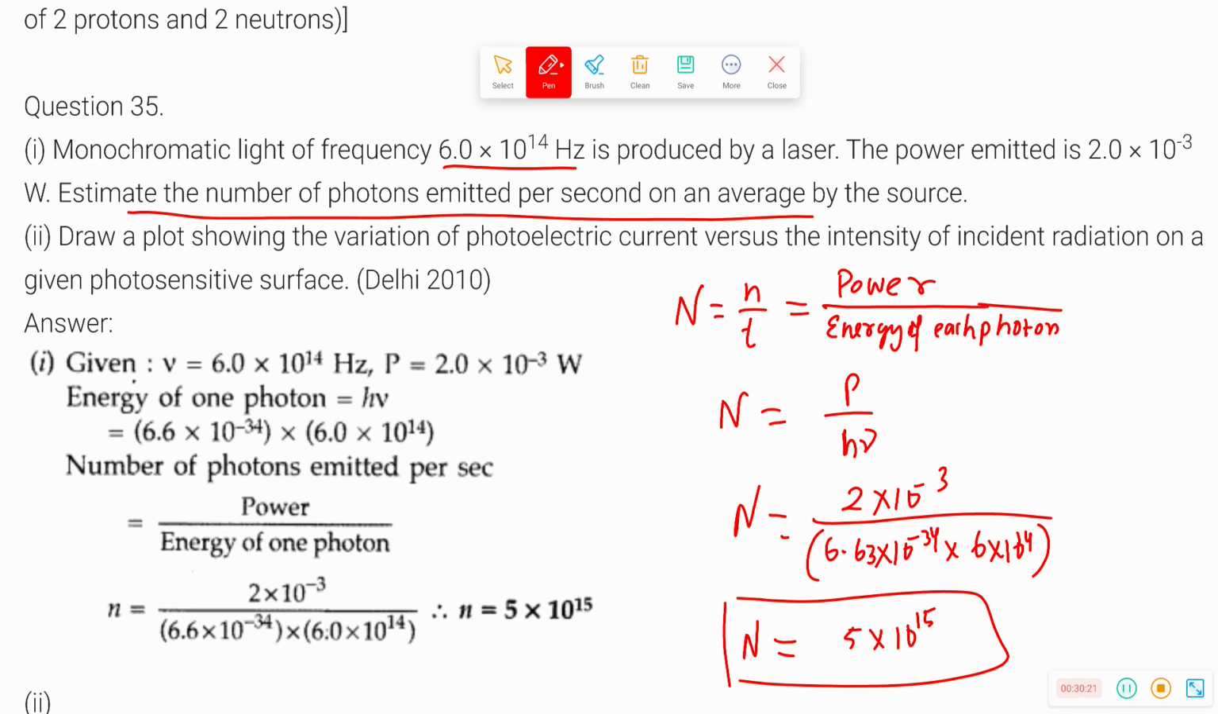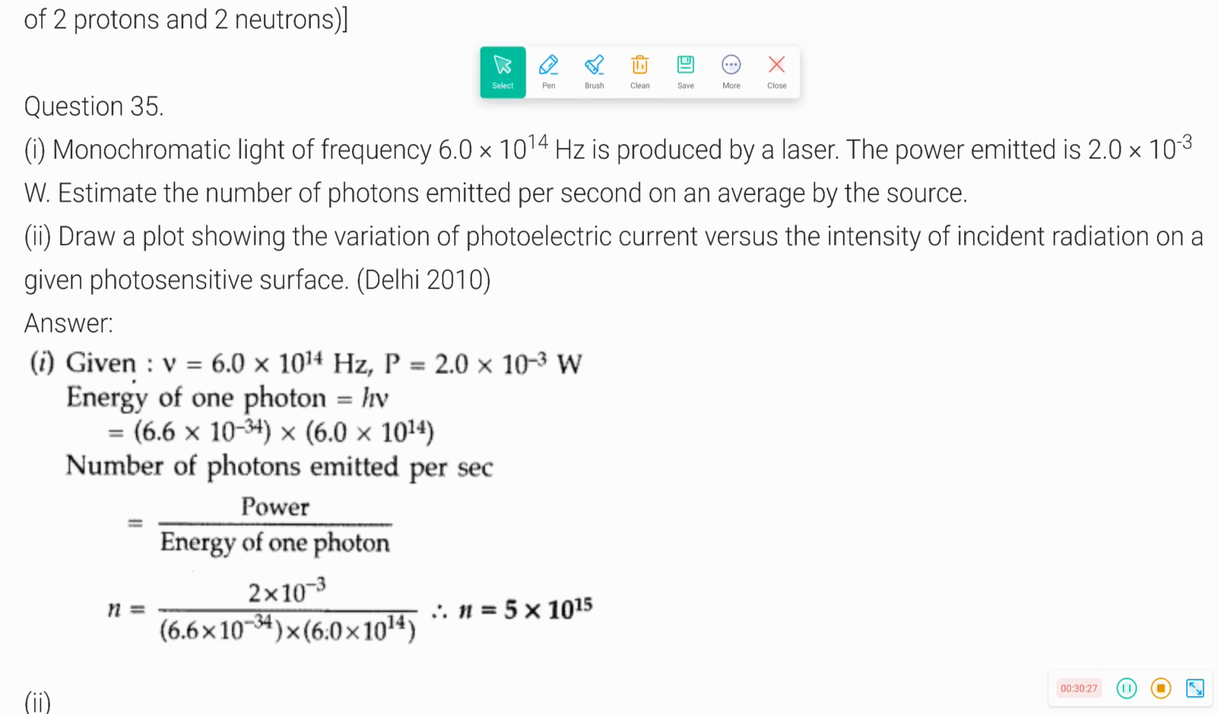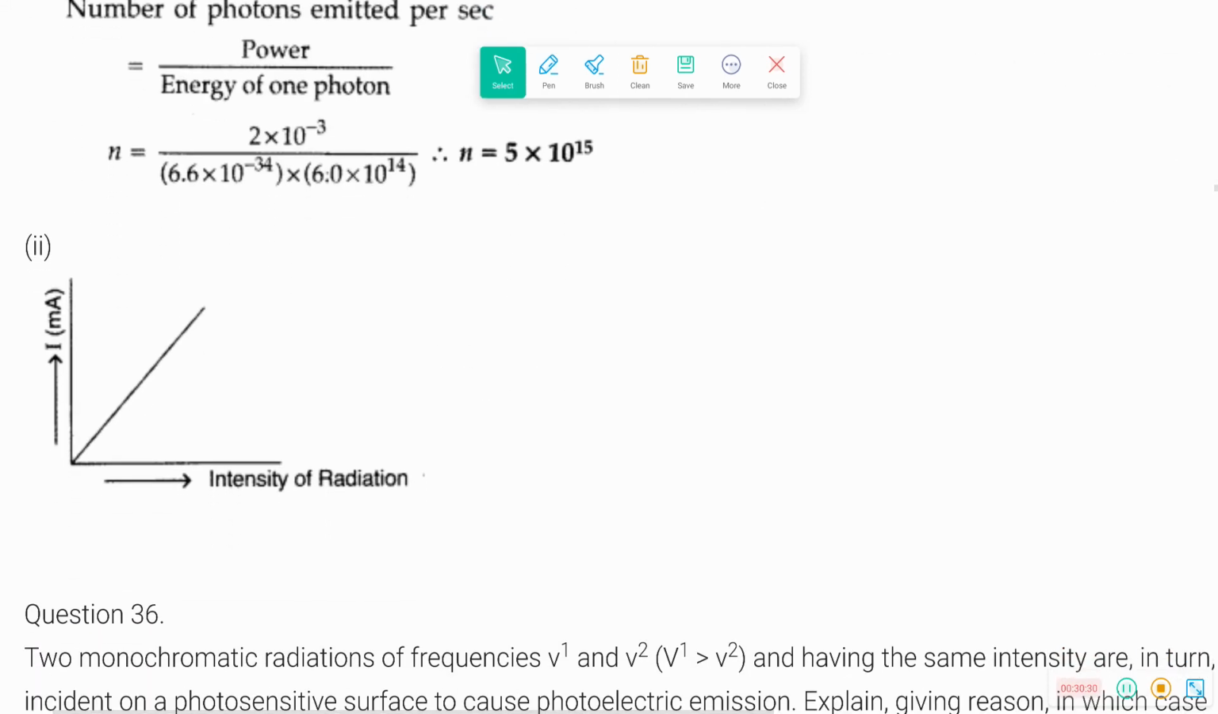Remember which graph? Straight on. Which graph? Now the graph, which one? Experimental study. The first graph was given, that graph. Okay, so photocurrent and intensity taken, they will be directly proportional.